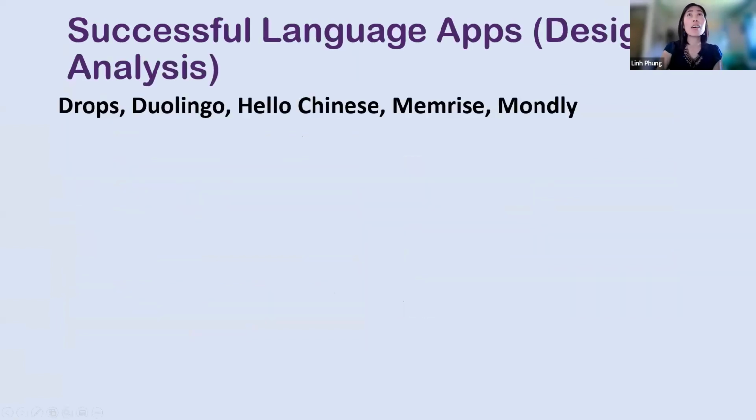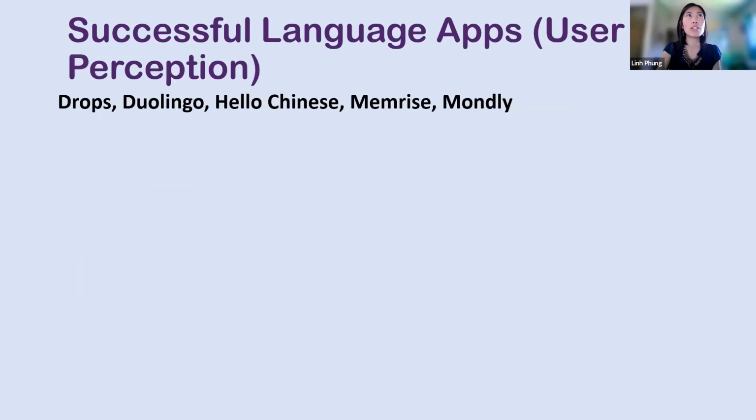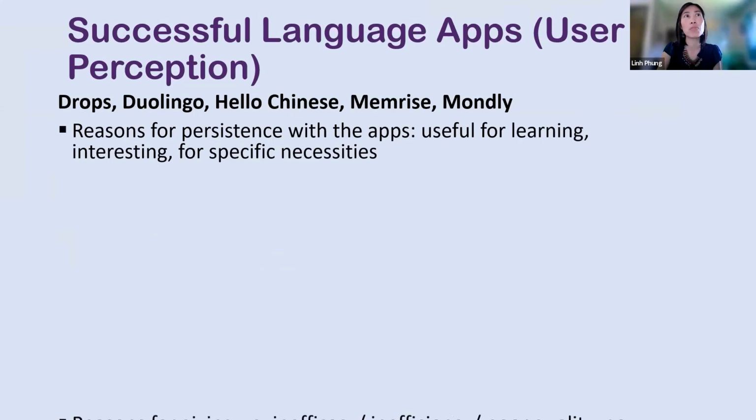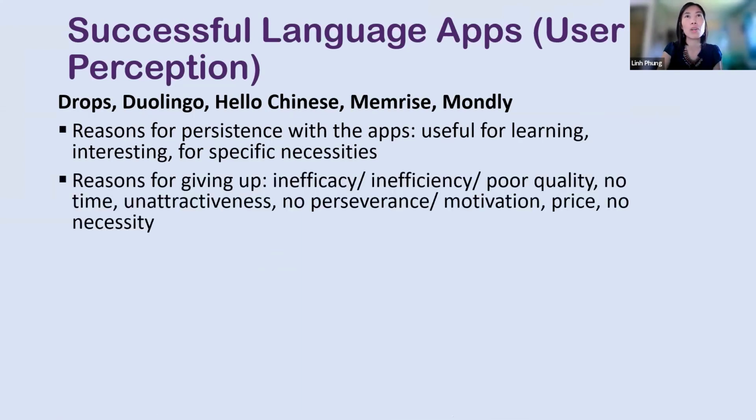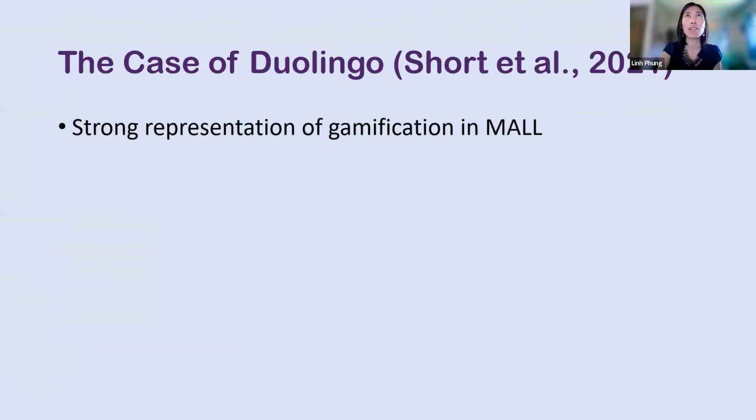So here I was going to review some apps through research. You already know some really popular apps out there in the market, and there's an article that analyzed these apps to see what elements they use. So I'm just going to skip this. In the case of Duolingo, there have been a lot of research articles into Duolingo because it is such a popular app. I'm sure you know Duolingo, right?